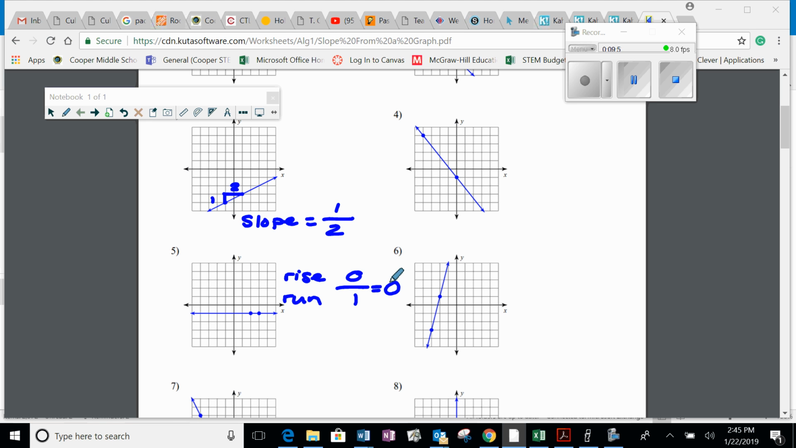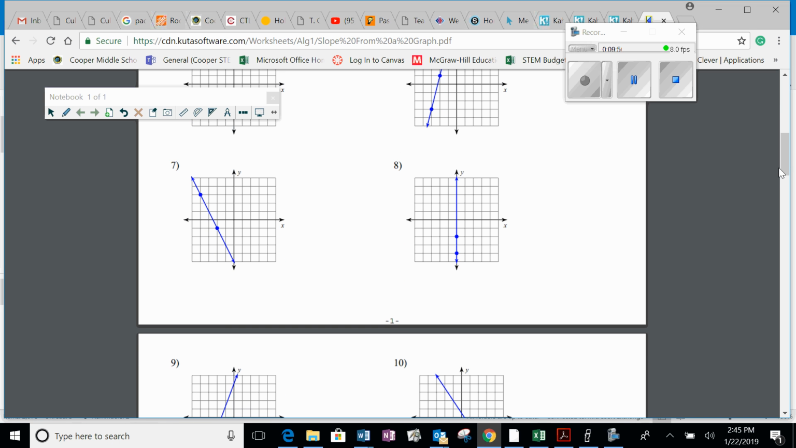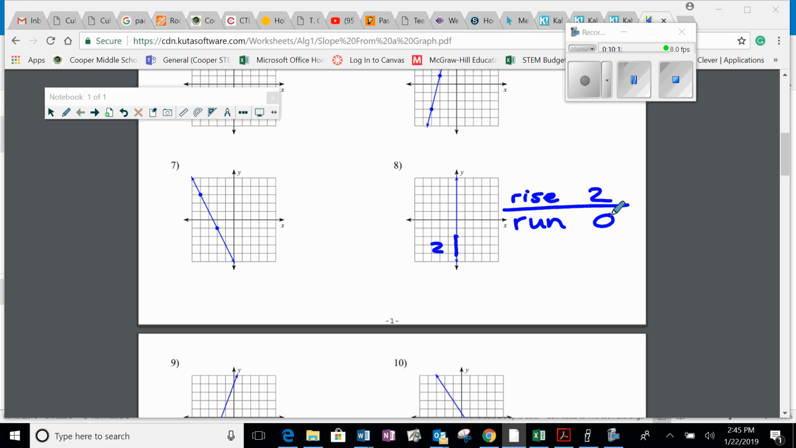Now, while we're at it, if you look down here at number 8, what's the rise? In this case, those 2 points is a rise of 2. But what's your run? 0. So your rise is 2, but your run is 0. What happens when you have a fraction with 0 in the denominator? It's undefined. Okay? All right.